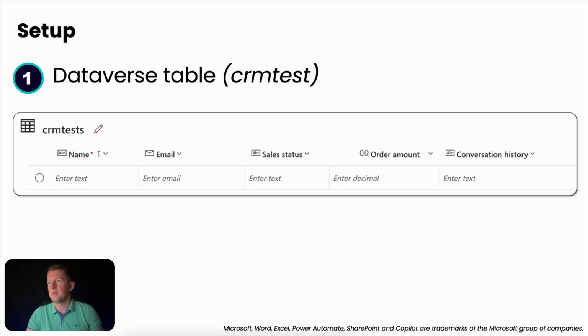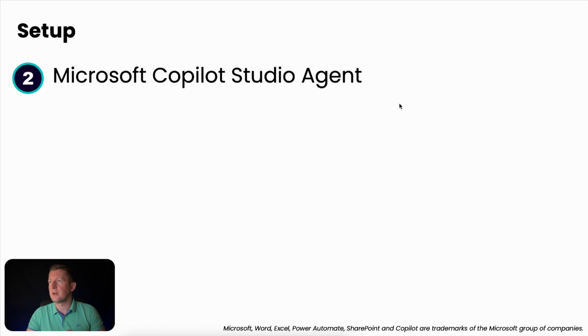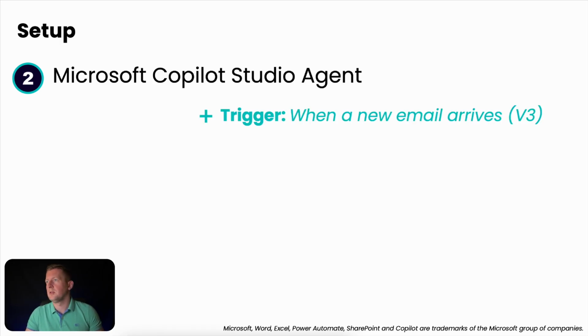CRM test is the name. It looks in the following way. It has the column for the name and the email, also a sales status, which is a text column, an order amount for a number, and a conversation history column. Then we also have a Microsoft Copilot Studio agent with the following features. The trigger is when a new email arrives.